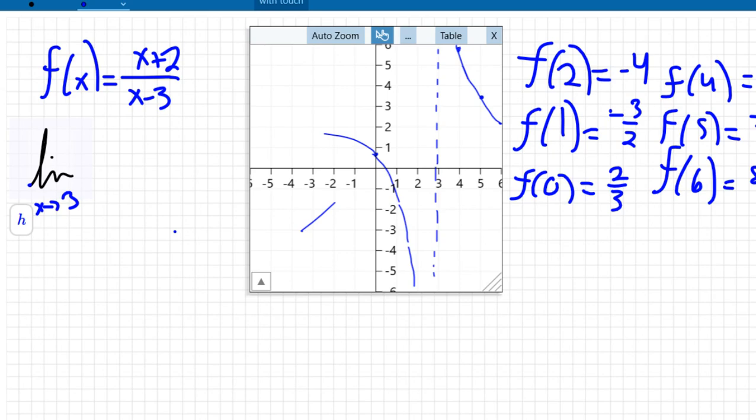So we would say that this limit doesn't exist because the limit on each side is not equal. And the graphical representation of that makes it a lot more obvious.